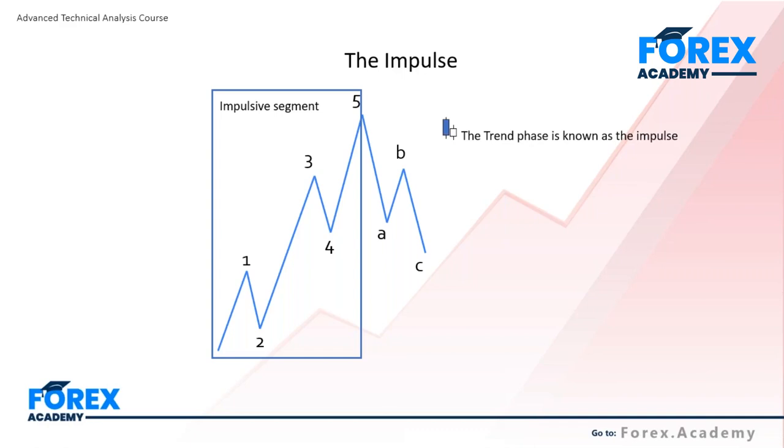What is the impulse? The impulse is known as the trend phase. In other words, it is the direction the market is trading in when it is moving in line with the current dominant trend. So in the illustration that you have in front of you on the left, because the impulse is moving in an upward direction, this is known as the trend phase. In other words, the primary direction is up. Anything that moves in an opposite direction to that, which we'll see very shortly, is known as the correction.